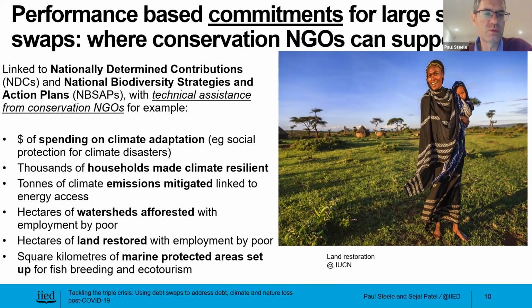First of all, the dollars worth of spending on climate adaptation or the social protection for climate disasters. Secondly, the thousands of households made climate resilient. Thirdly, the tons of climate emissions mitigated linked to energy access. Fourthly, the hectares of watersheds forested with employment by the poor. Fifthly, hectares of land restored with employment by the poor. And finally, and this is an example which is taken up by the Seychelles in their climate swap, the square kilometers of marine protected areas set up for fish breeding and ecotourism.